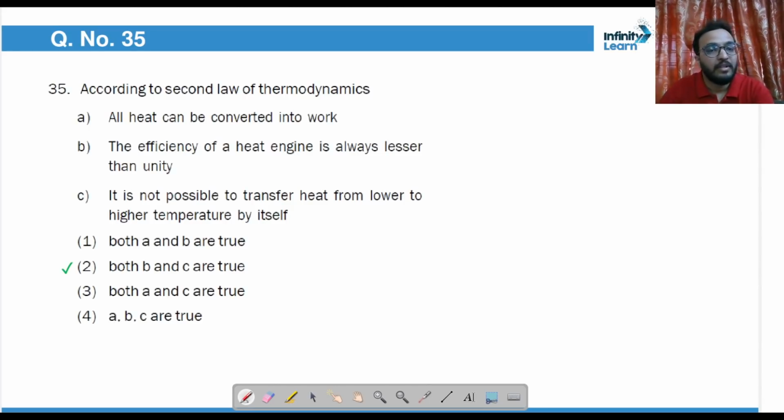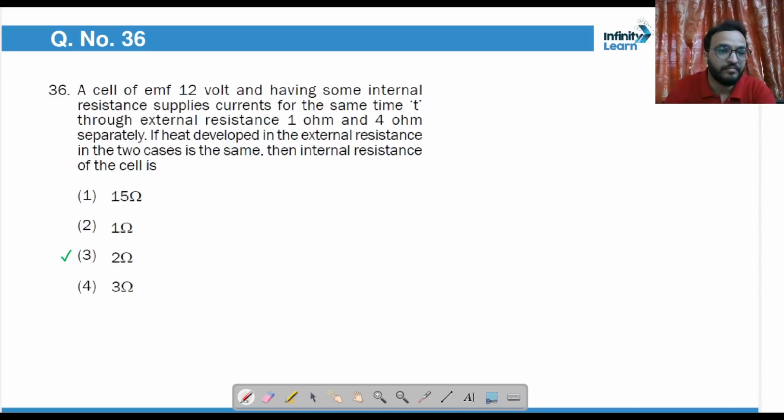Now, all heat can be converted into work is wrong. Efficiency of a heat engine is always lesser than unity, right? It is not possible to transfer heat from lower to higher temperature spontaneously. This is the second law, right? So technically this is the first law, this is the second law, right? And this is the violation of the first law. So both B and C are true.